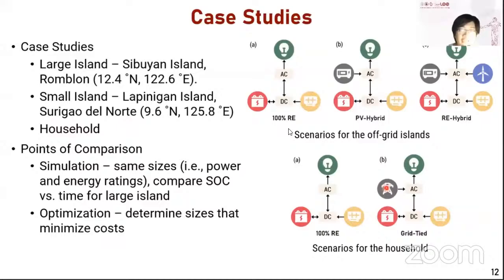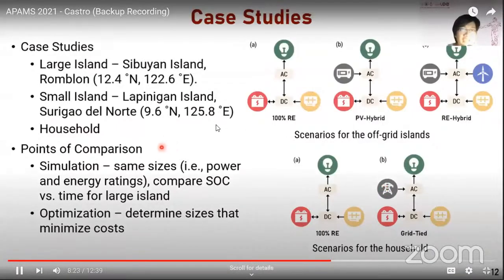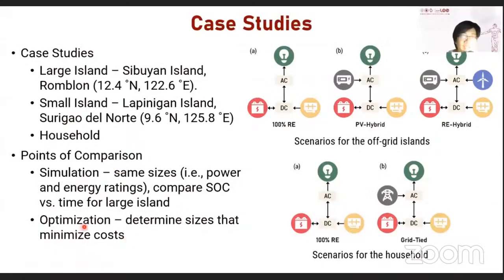Here we'll compare the batteries using a simulation case study and an optimization case study. Under the simulation, we will just simulate the systems and compare the SOC predicted by the idealized battery model and the reduced order ECMs. As for the optimization, we'll determine the sizes, or the energy ratings, of the batteries that minimize the energy costs. Now for our results.